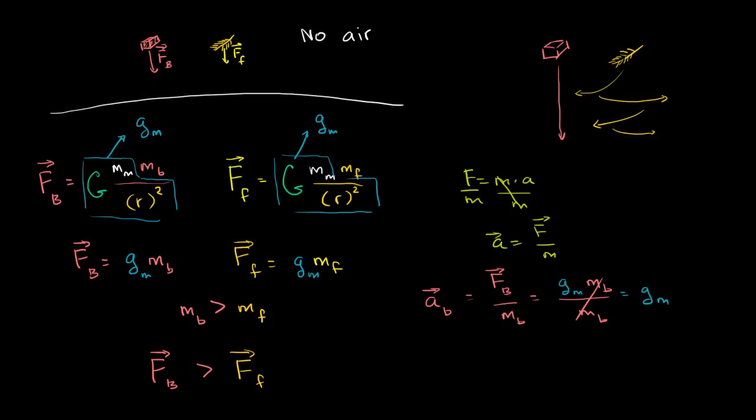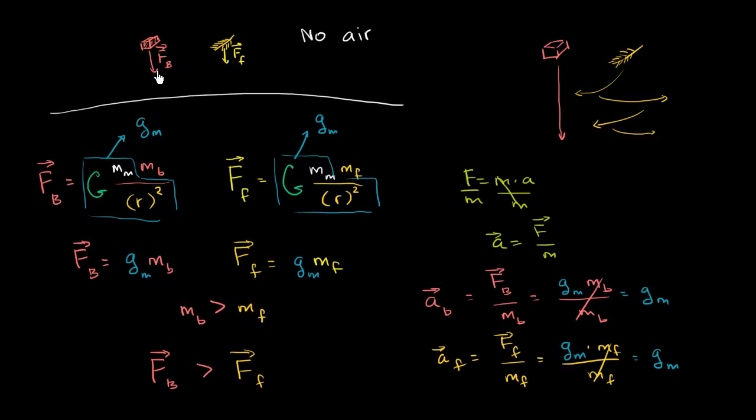Now let's do the same thing for the feather. I think you see where this is going. The acceleration of the feather is going to be the force on the feather divided by the mass of the feather. The force on the feather is g sub m, g with the subscript m, times the mass of the feather. And then we're going to divide that by the mass of the feather. And so, once again, its acceleration is going to be that same quantity. So they are both going to accelerate at the same rate downwards, which tells us that they'll both hit the ground at the same rate.